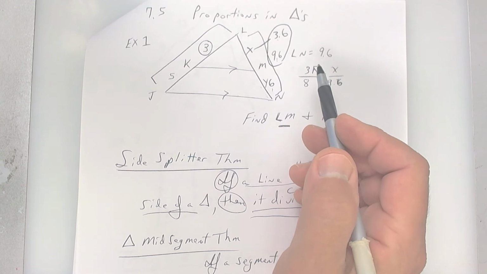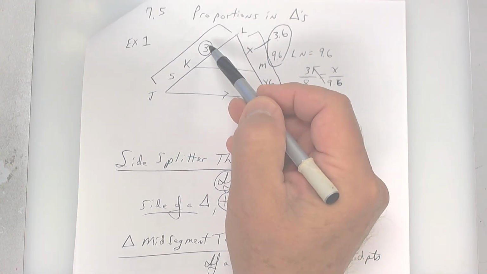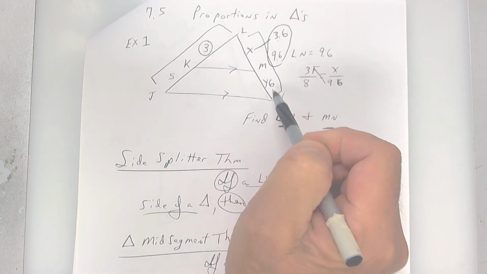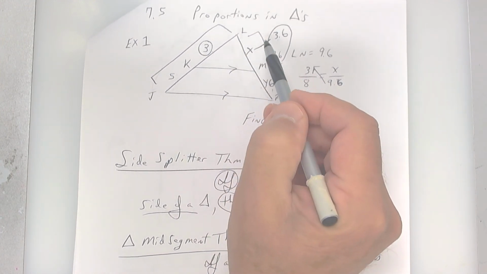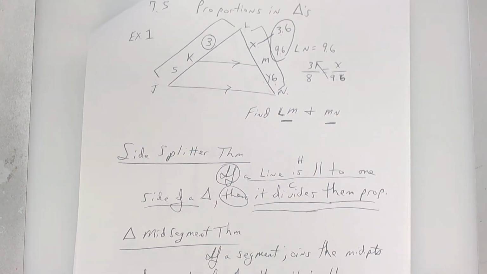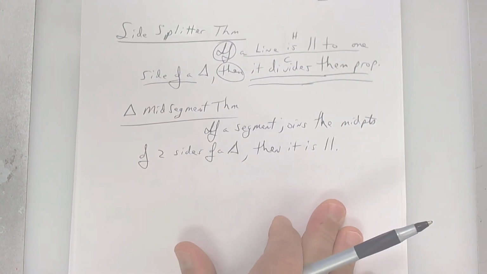So watch the pattern again. Normally I go top over bottom equals top over bottom, but they gave me the whole thing. So it's top over the whole thing equals top over the whole thing. Okay, that's called the side splitter theorem.